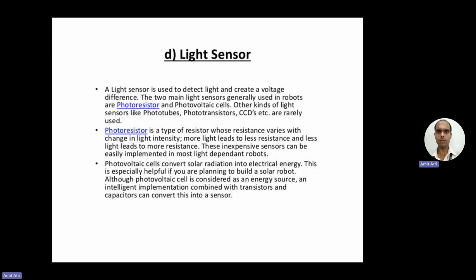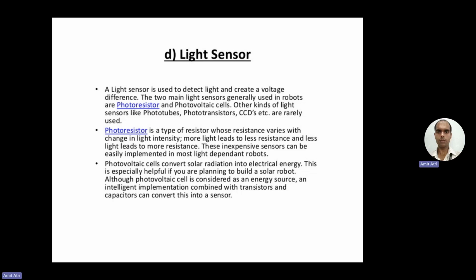A photoresistor is a type of resistor whose resistance varies with a change in light intensity. More light leads to less resistance and less light leads to more resistance. It means light is varying the resistance, inversely. These inexpensive sensors can be easily implemented in most light dependent robots. So they are cost effective as well.